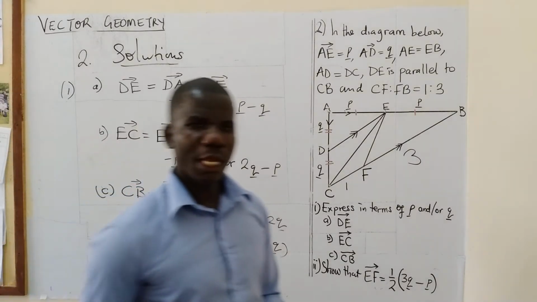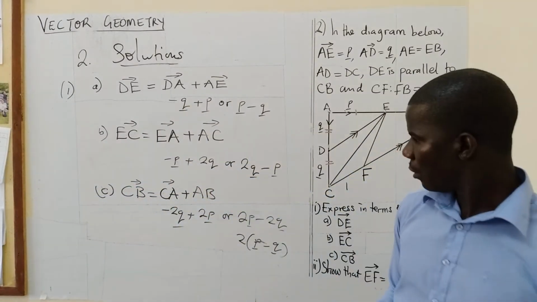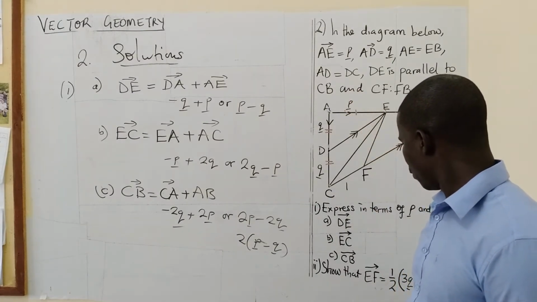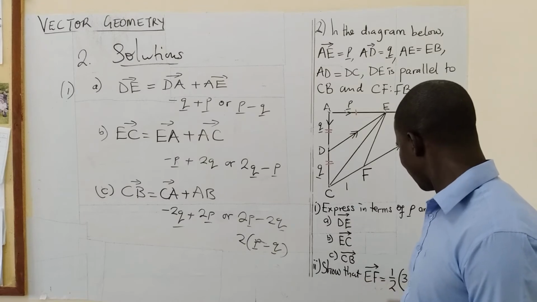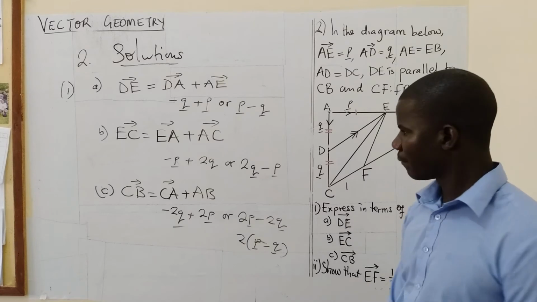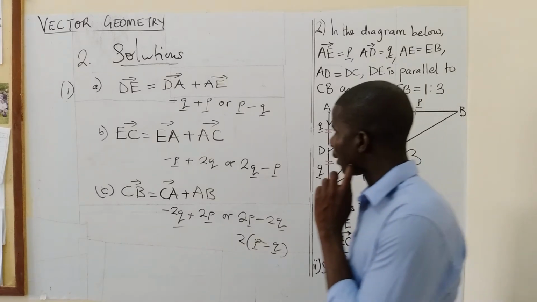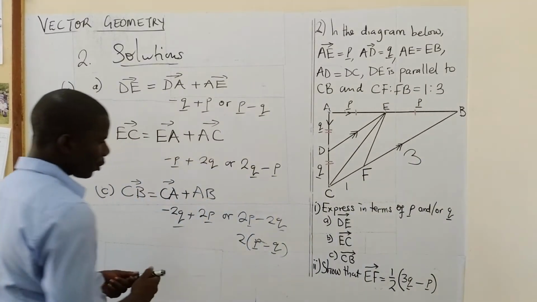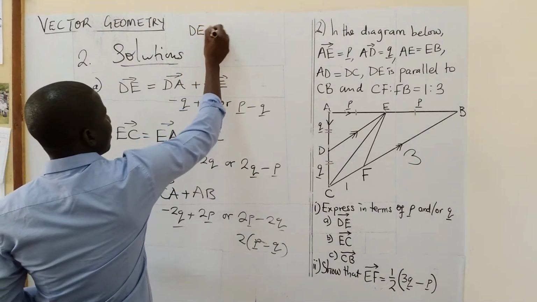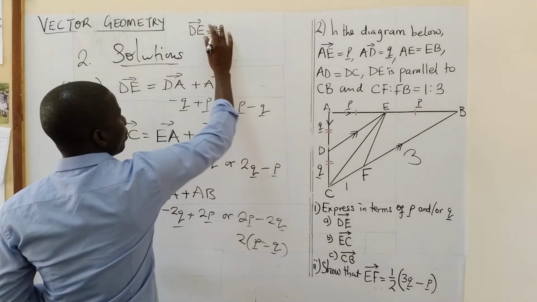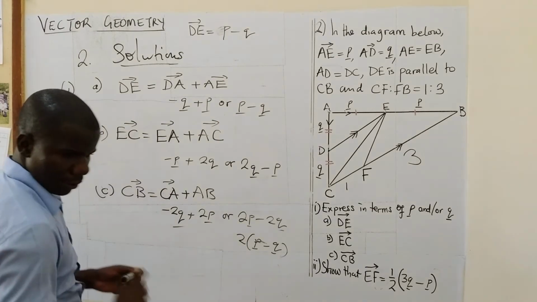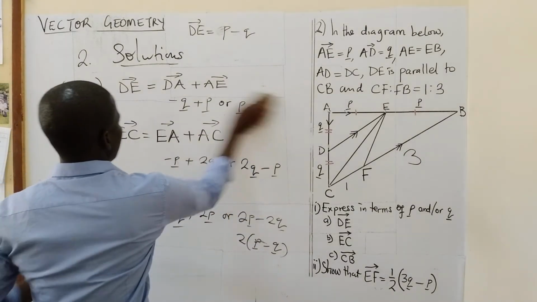So we have a question, which brings us to the end of this example, which says, show that EF is equal to 1 over 2 open brackets 3q minus p. That is what we want to show here. Okay? So I'm going to write these answers here. DE is equal to, what do I get? I'll get the second one.